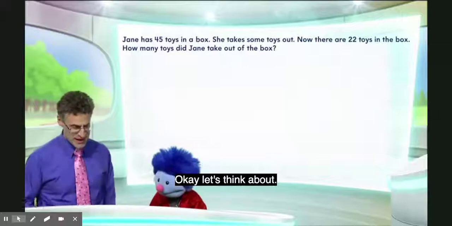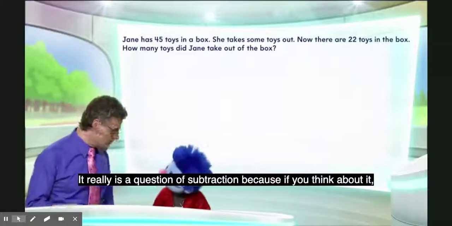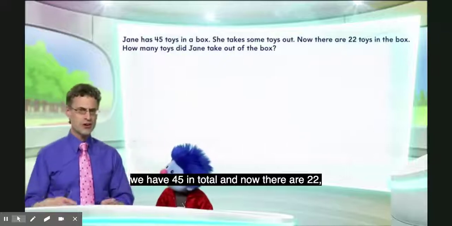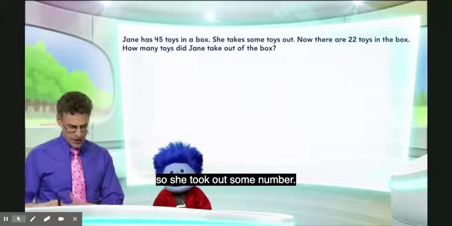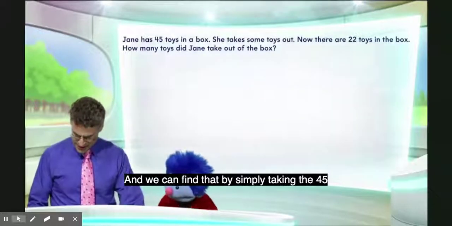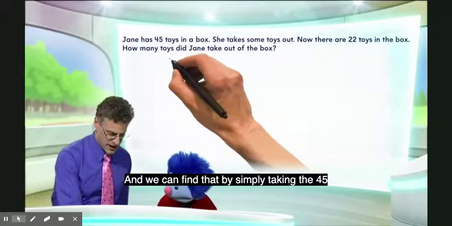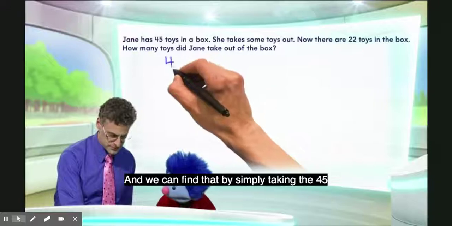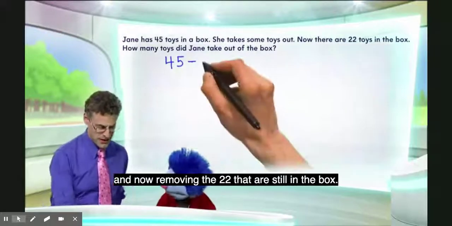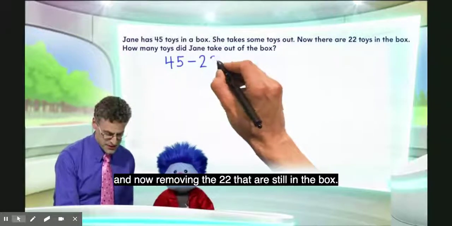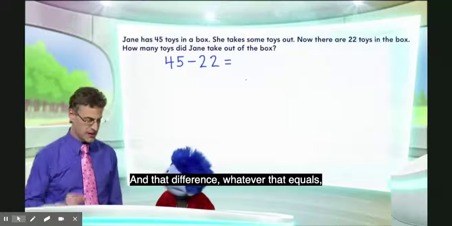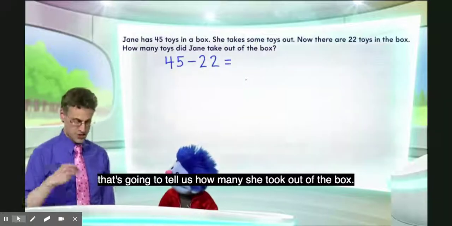Okay, let's think about it. It really is a question of subtraction. Because if you think about it, we have 45 in total, and now there are 22, so she took out some number, and we could find that by simply taking the 45 and now removing the 22 that are still in the box. And that difference, whatever that equals, that's going to tell us how many she took out of the box.